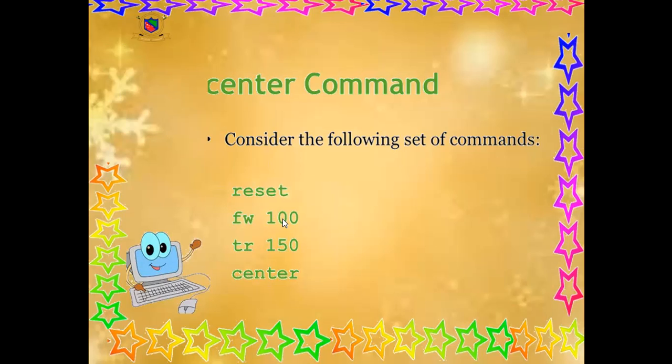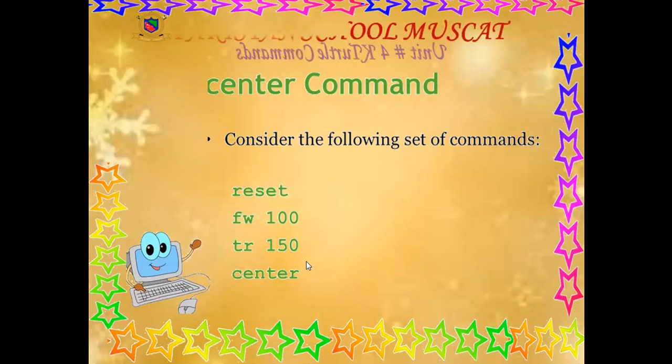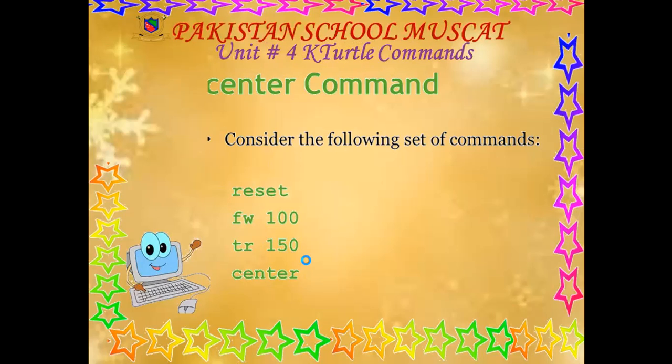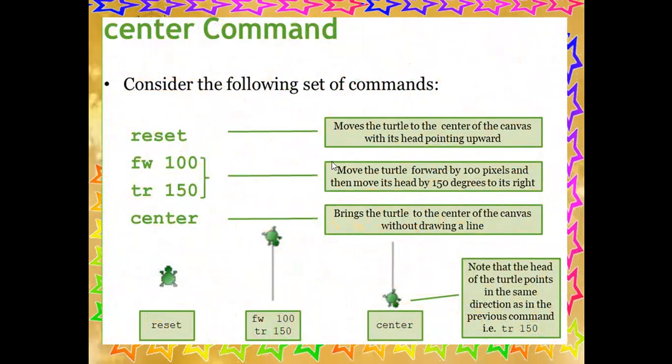FW space 100 means forward 100, and then turn right 150, and then center to come back. This is a center command. Now let's see how it will work. You can see the reset will move the turtle to the center of the canvas with its head pointing upward. Over here, this is the explanation for that one.